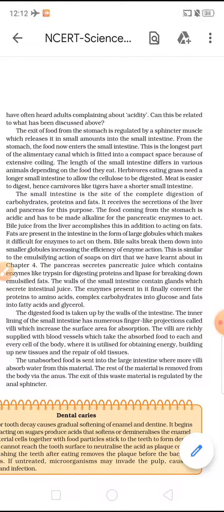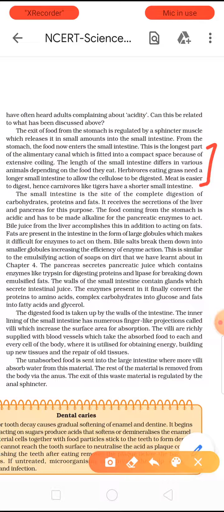So we have to digest carbohydrate, fat and protein. Three things we have to break down into smaller pieces. So the time required will be more. And how can we do this? We have a larger area. So the longest part of the alimentary canal is your small intestine. Okay, yes, let's move further. The longest part of the alimentary canal is fitted into a compact space because of extensive coiling.